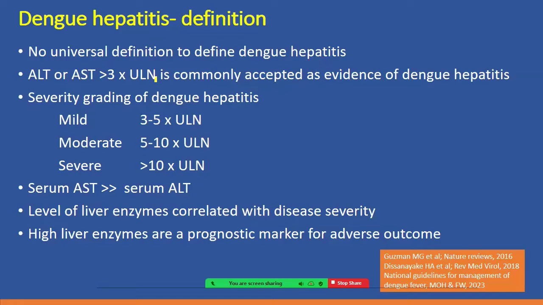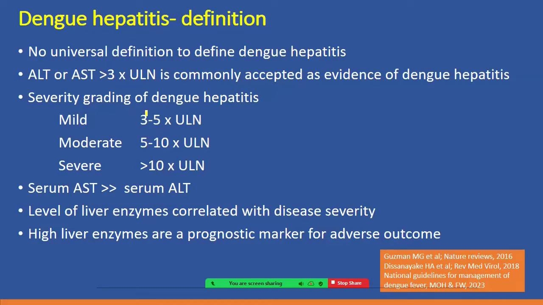Depending on the grading or the level of liver enzyme elevation, dengue hepatitis has been classified into mild, moderate, and severe. Mild being 3 to 5 times upper limit of normal, moderate being 5 to 10 times elevation, and severe being more than 10 times upper limit of normal elevation.